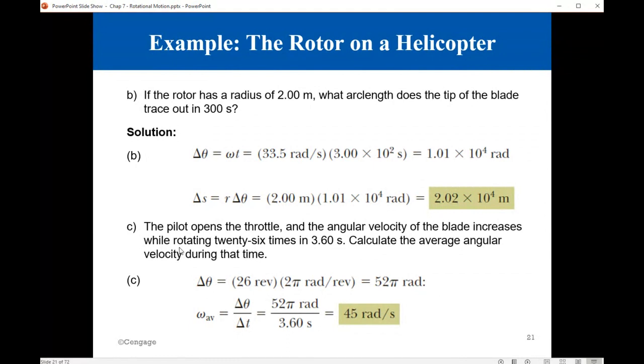Then for the third part, we have now the angle. We have 26 revolutions, and each revolution has 2 pi radians. So this corresponds to 52 pi radians. We divide this by the elapsed time, delta theta divided by delta t, 52 pi divided by 3.6 seconds. This is 45 radian per second. This is the new average velocity.